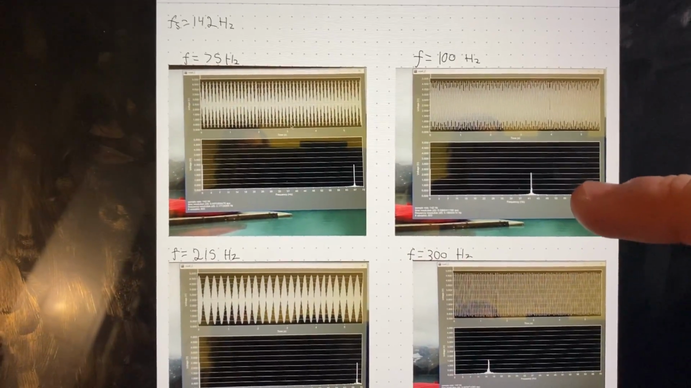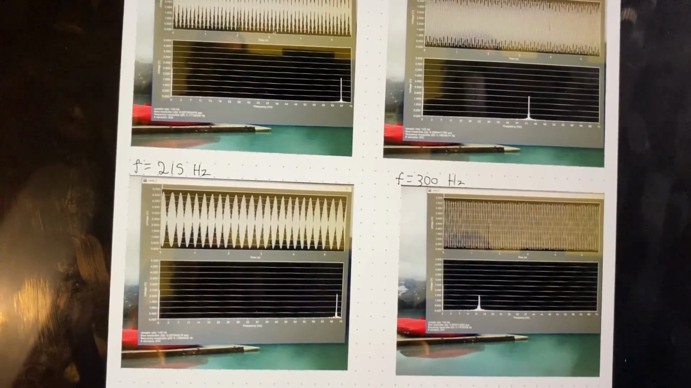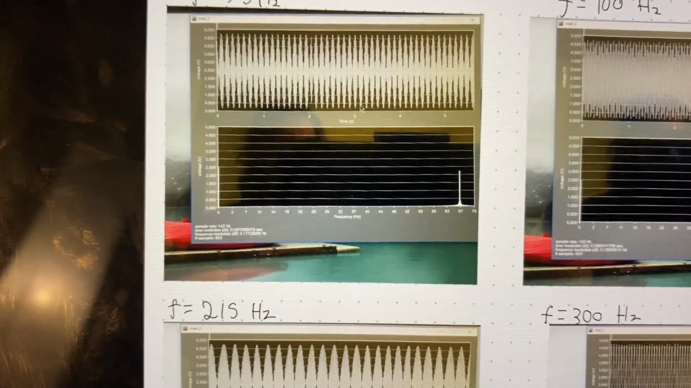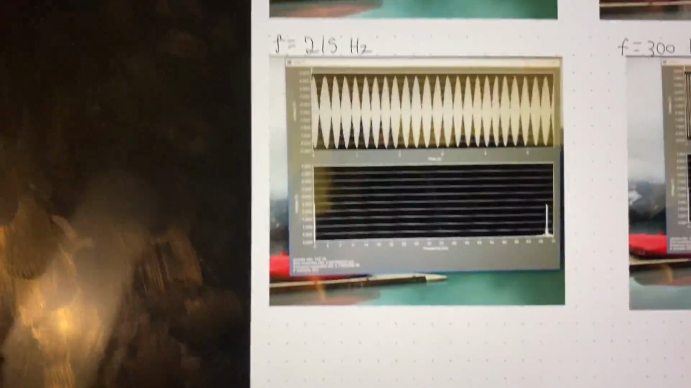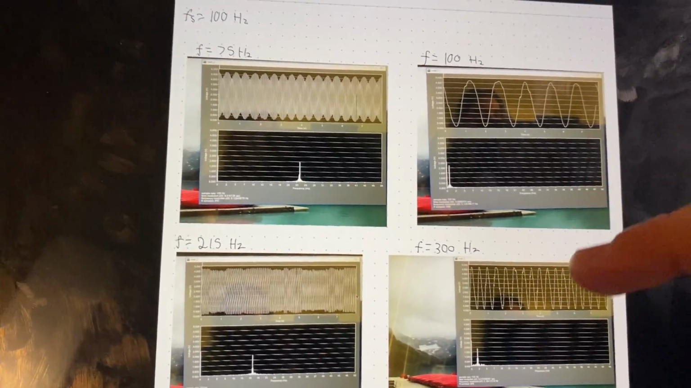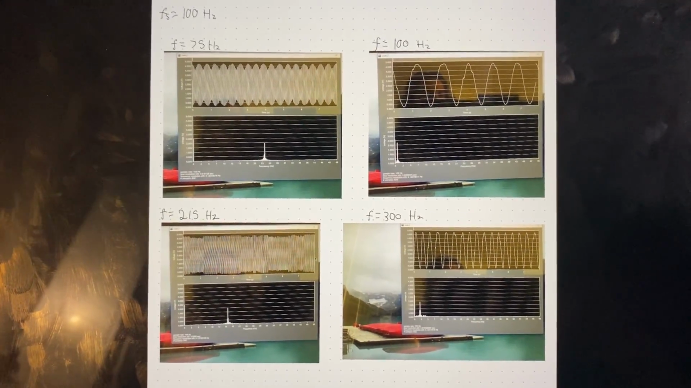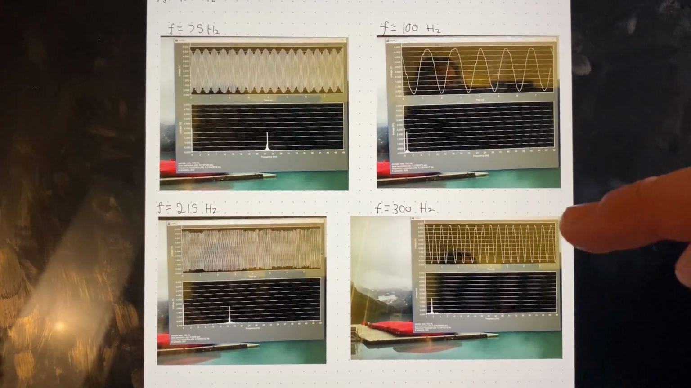For a sampling frequency of 142 Hertz, all 4 signals aliased. So you can see the 75 Hertz signal aliased down to 67 Hertz, and similar aliasing occurred in the other 3 signals. Again, for a sampling frequency of 100 Hertz, all 4 of the input frequencies experienced aliasing.